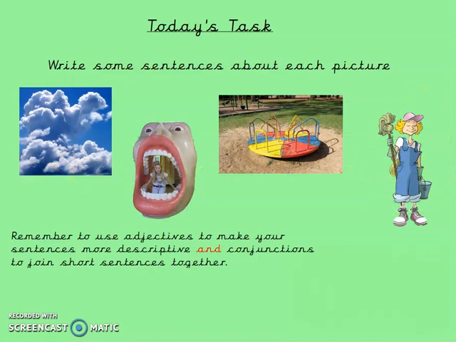Okay, so there are the pictures. And what I'd like you to do is write some sentences. When you write those sentences, remember those adjectives to make your sentences more descriptive and more interesting, and your conjunctions. And notice I've highlighted 'and' in a different colour because 'and' is one of our conjunctions, isn't it? And your conjunctions to join short sentences together. And rather than having lots of short sentences, have 1 or 2 longer sentences with more information in them.